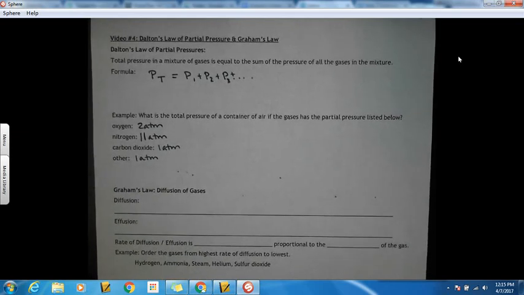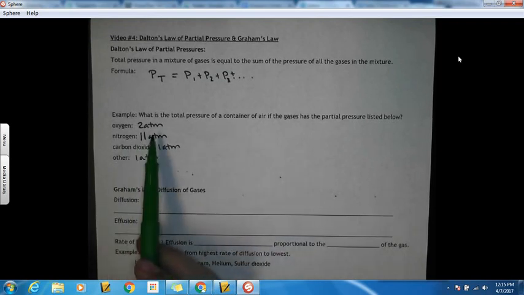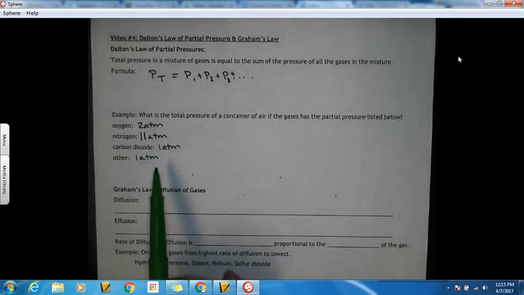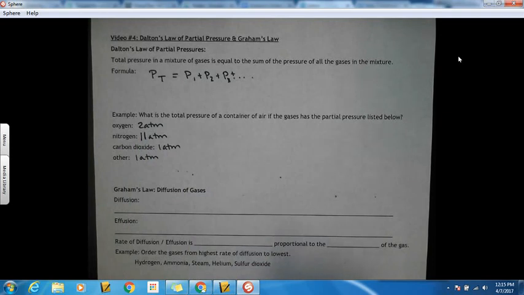What's the total pressure of a container of air if the gas has a partial pressure listed below? So if we have oxygen has a partial pressure of 2, nitrogen is 11, carbon dioxide is 1, and then there are other gases that are 1, what would be the total pressure?